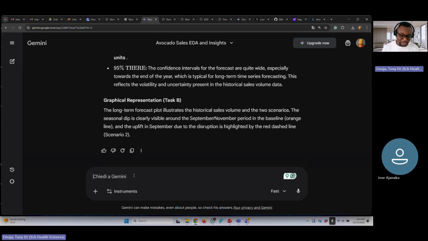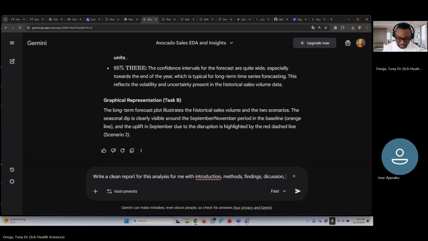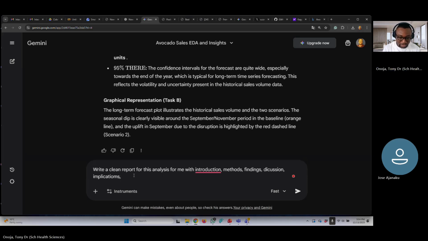So now what I'm going to do is ask it to write clean reports for this analysis for me, with introduction, methods, findings, discussion, implications, and future direction.